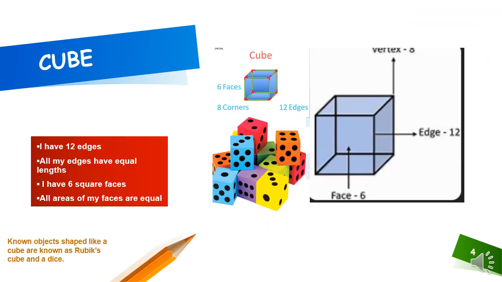And on my fourth slide, I will start with the cube. That the cube has 12 edges and that all the edges have equal lengths, and the cube has 6 square faces and that all areas of the faces are equal.